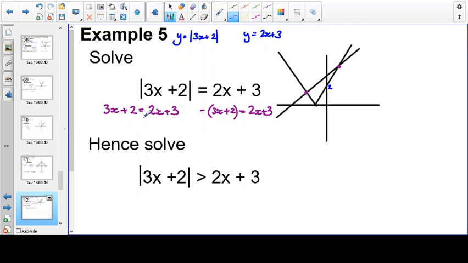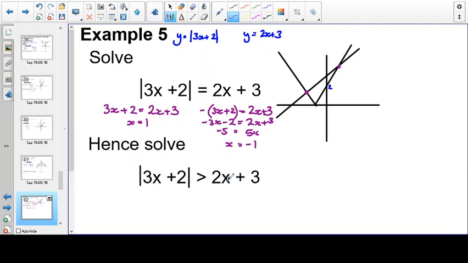So if I solve that, that's going to give me x equals 1. Minus 3x minus 2. This one is going to give me 5x equals minus 5, so x equals minus 1. So x equals minus 1 is here, x equals 1 is here.